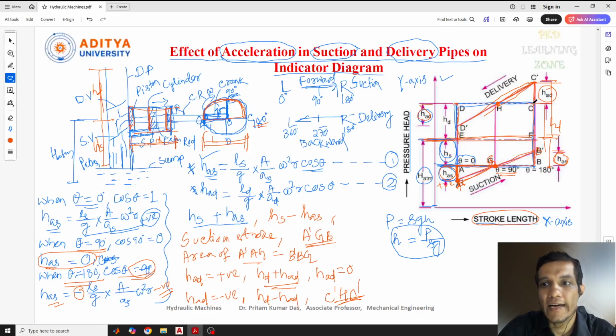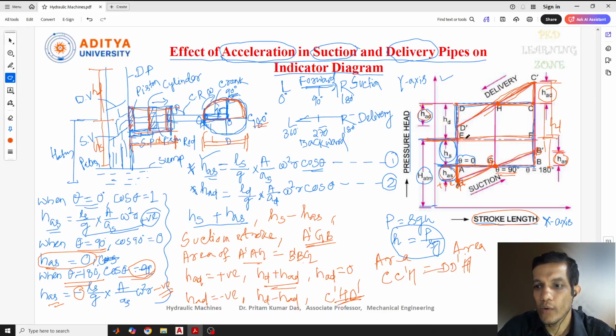Previously, what was there for the ideal condition? CHD. Now what did we get? C dash HD dash, because of this consideration of acceleration at the delivery valve, the delivery pipe you can see. And what is the area of this? Again the same thing, C dash H. This area will be equal to D dash H, this area. So the area of this side will be equal to the area of the other side.